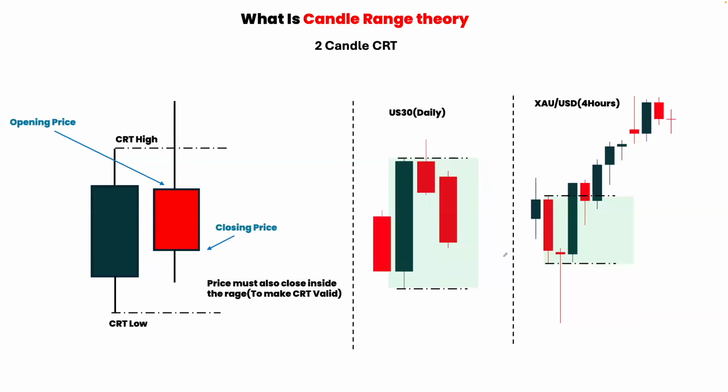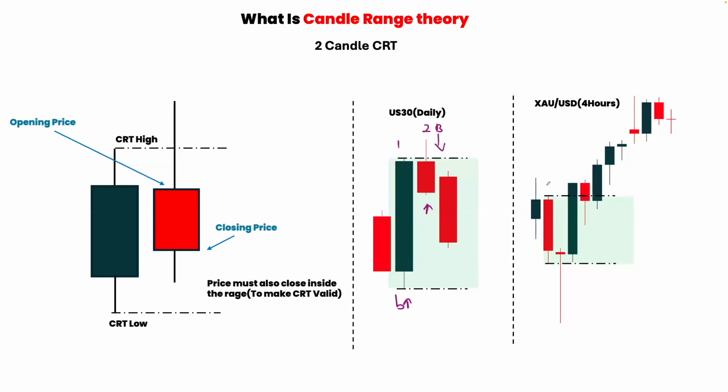Another thing, the next candlestick on the CRT model doesn't have to be, as you can see, the first candle here is bullish, meaning it's moving to the upside. The second candlestick is bearish, meaning price is moving to the downside. But it is not always the case that price has to close here with a bearish candlestick. It doesn't work like that.